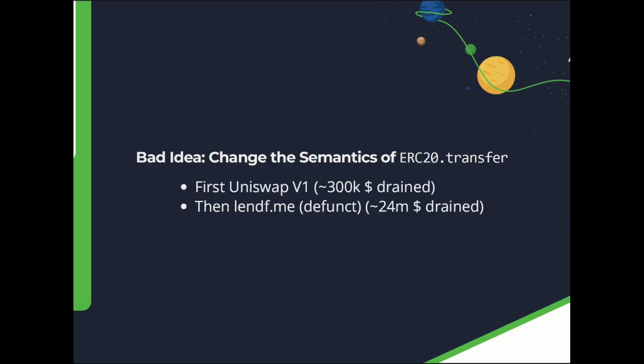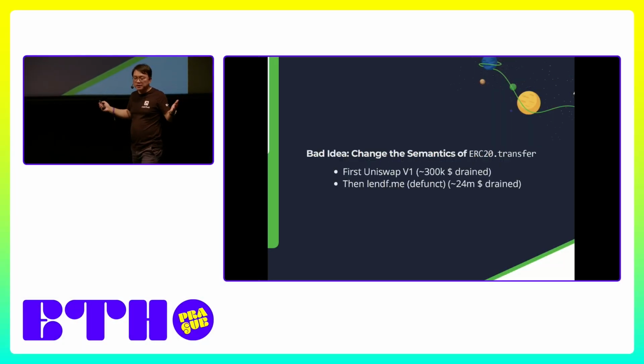But there's also a bad idea part of it: changing the semantic of ERC20 transfer in the actual standard. They added extra semantics to the dot transfer. So what happened, right? The first Uniswap V1 hack, right? A lot of money got drained. Nowadays it seems a very small amount, but that was a big amount before. And the same thing happened to lendf.me, right? A similar thing.